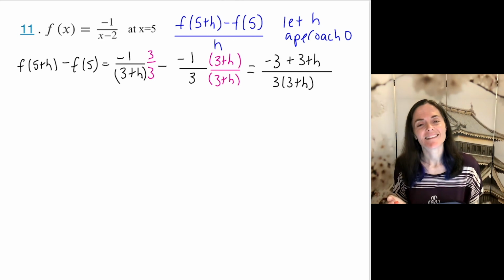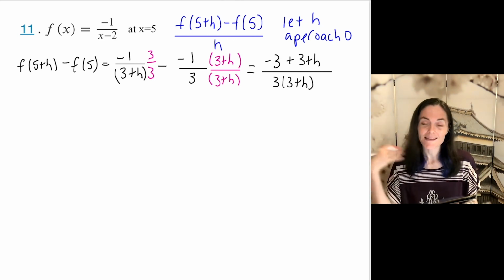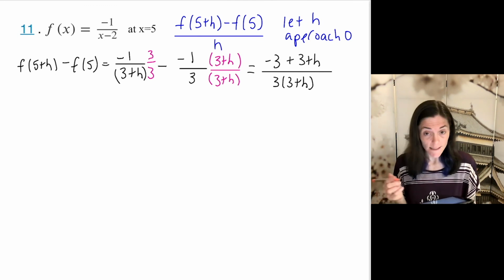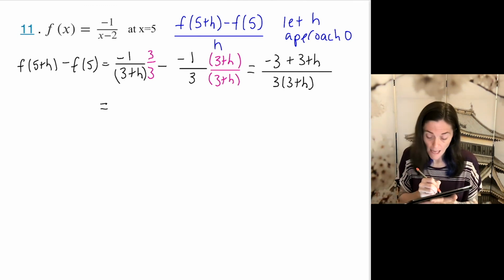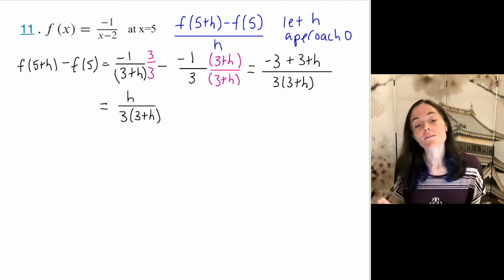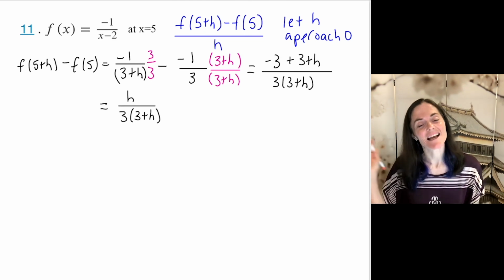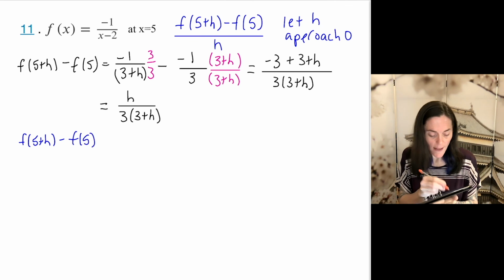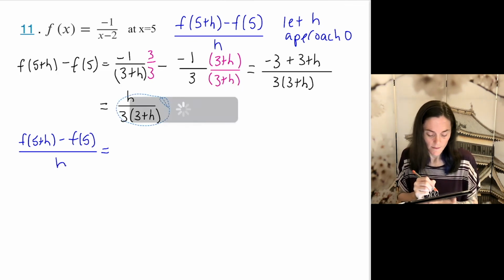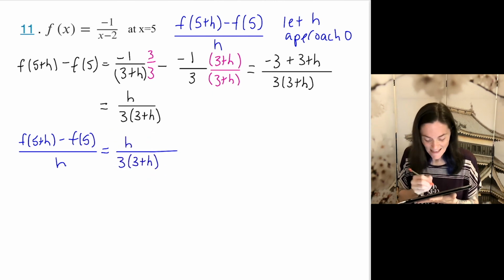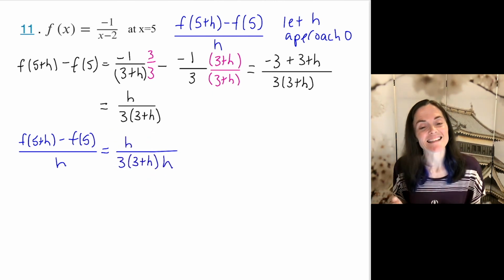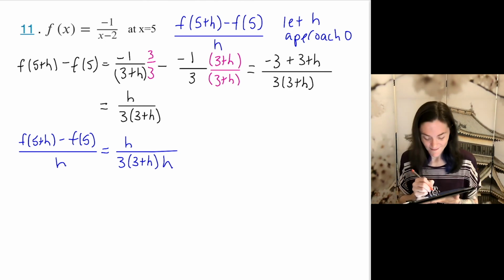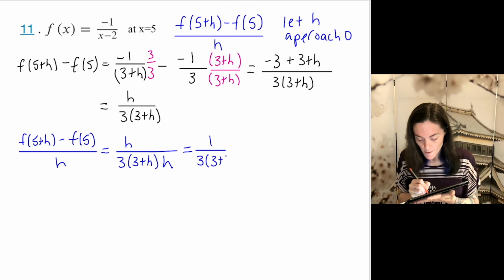Now, this is where everything is wonderful for us. We have minus 3 plus 3 in the numerator, which adds to 0. And so we get h divided by 3 times 3 plus h. We have written the numerator of the difference quotient as h times something. Now we're ready to jump into this, which is f of 5 plus h minus f of 5 divided by h. We can copy and paste. Dividing by h puts an h in the denominator. So this is just 1 divided by 3 times 3 plus h.